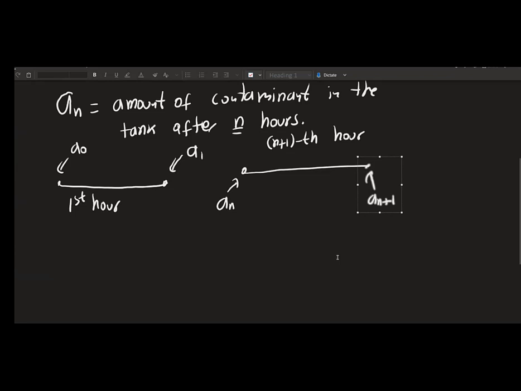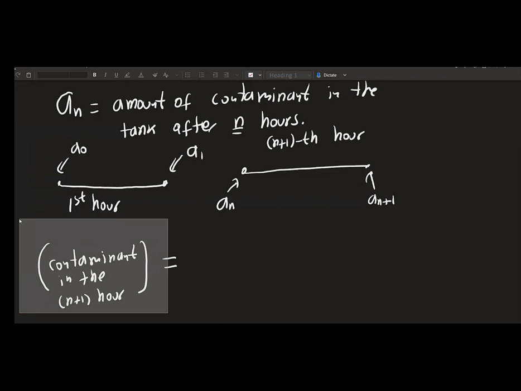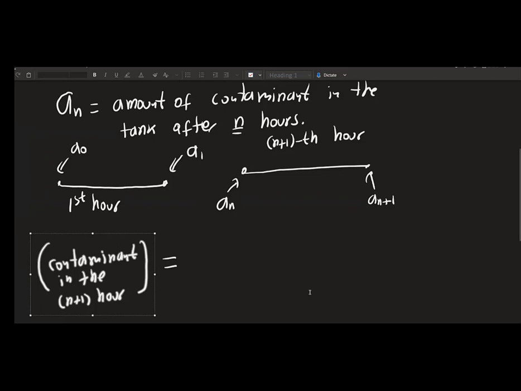All right, so let's look at the equation here. I'm going to write this down in English. The contaminant in the N plus one hour is going to be equal, because I want to set this up as an AN, which I remember is the future here, as a recurrence formula. Let me go back and read the problem again. So what is happening in the problem here?